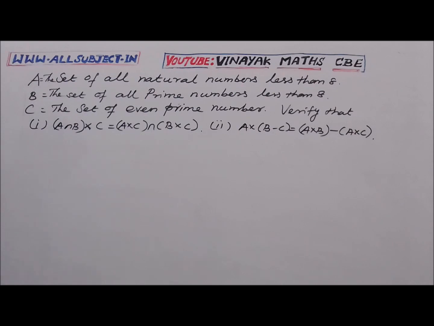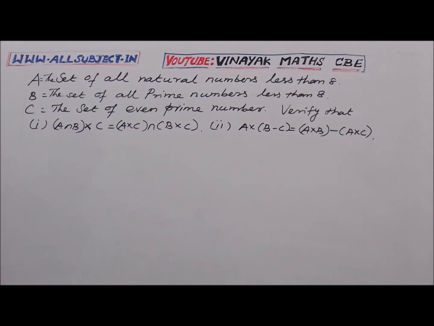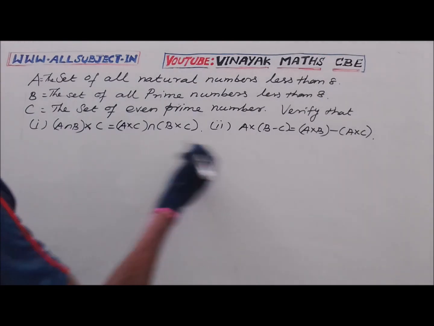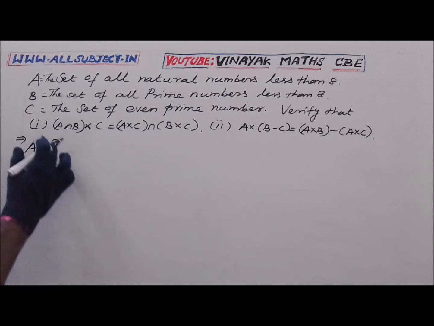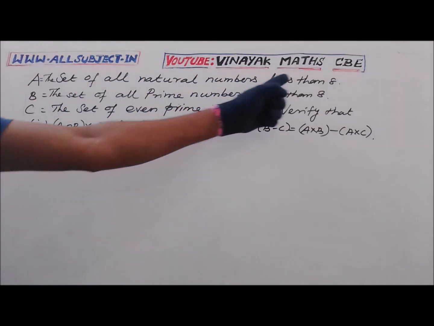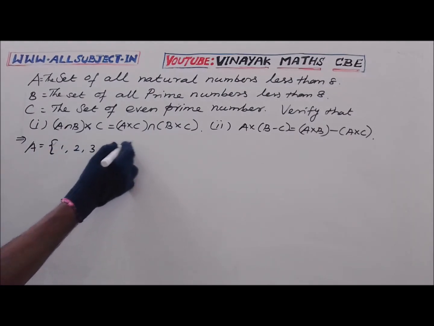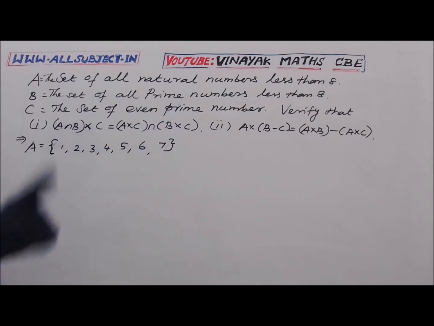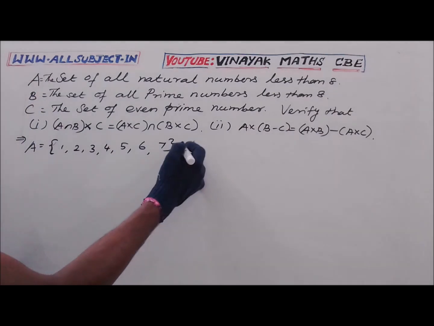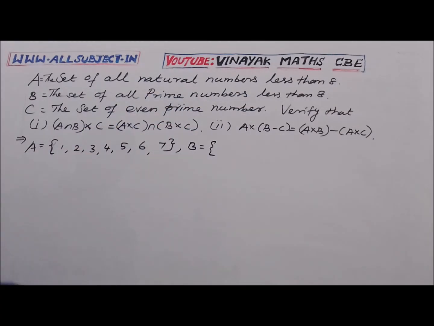Next question. Given set A is the set of all natural numbers less than 8. Natural numbers start with 1. So the set of all natural numbers less than 8 is 1, 2, 3, 4, 5, 6, 7. That is less than 8, so till 7 is taken.